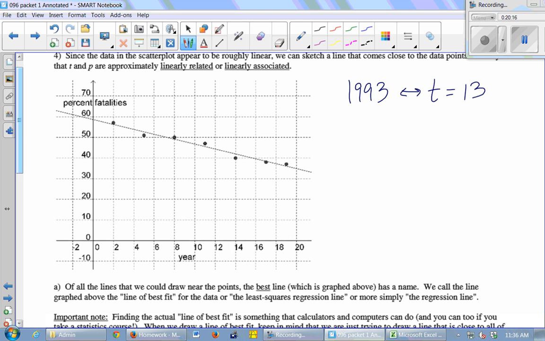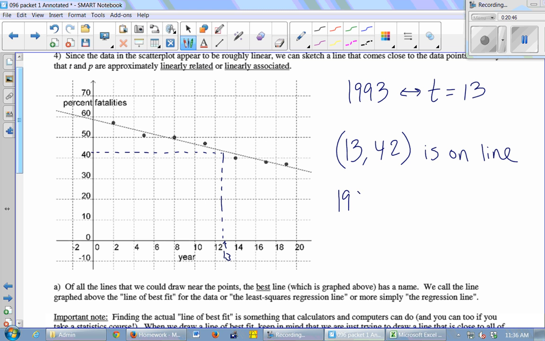So if I find 13 on my t-axis, I can go up to the line and use the line to estimate the percent of fatalities, right? What does it look like? 42, 43, something like that. So it looks like at 13, 42, I'll say, is on the line, which means 1993 had approximately 42% fatalities. Okay. So we can use that line to make predictions.